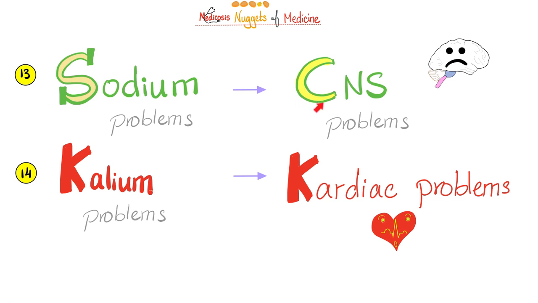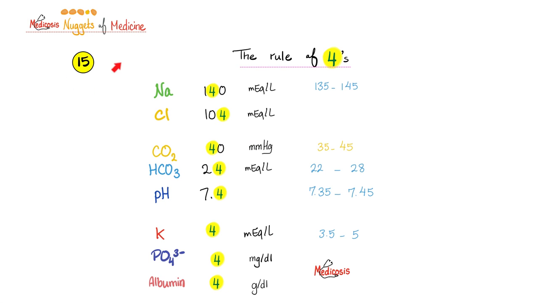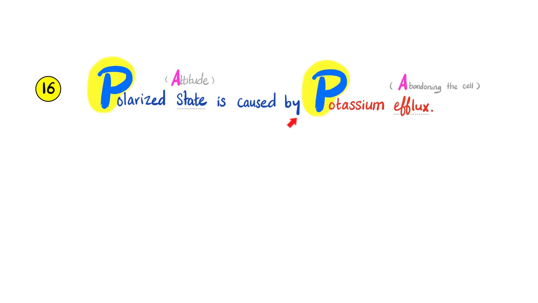Sodium problems, you get CNS problems. Kalium problems, you will suffer from cardiac problems. With hyponatremia or hypernatremia, you get mental status abnormalities. But with hypokalemia or hyperkalemia, you get arrhythmia and muscle problems. Nugget number 15, the rule of fours. Wow, look at this. The normal sodium in the plasma, normal chloride, etc. Everything has a 4.